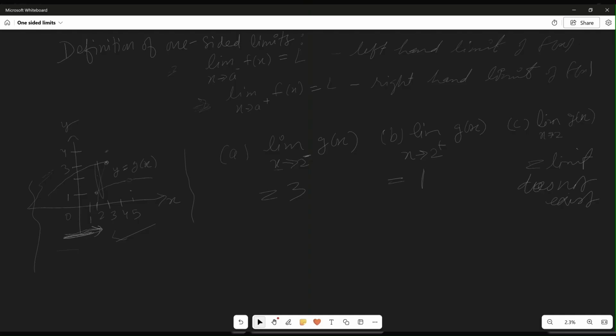This also helps us compare the standard definition of limit versus the one-sided limits. You can clearly see that the limit exists as x approaches a for such a function if and only if the limit as x approaches a from the left-hand side and the limit as x approaches a from the right-hand side are equal.